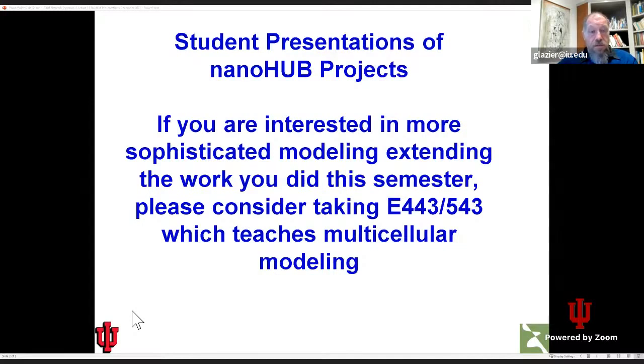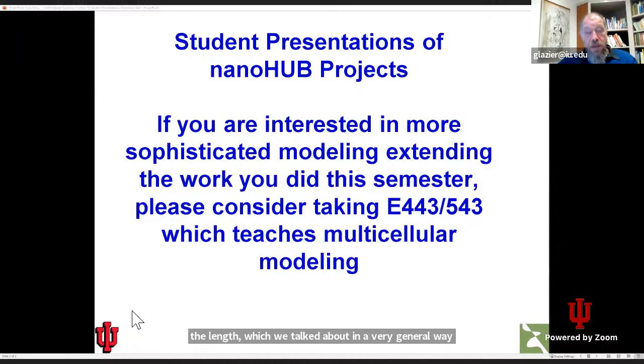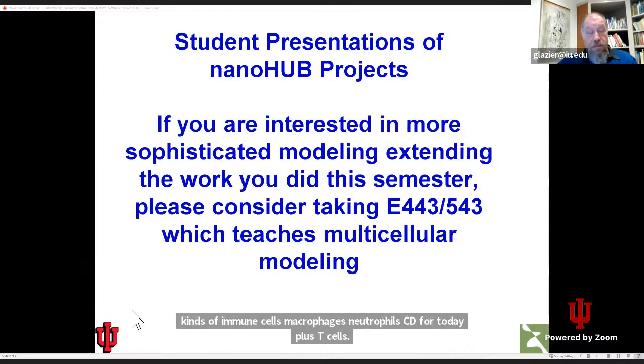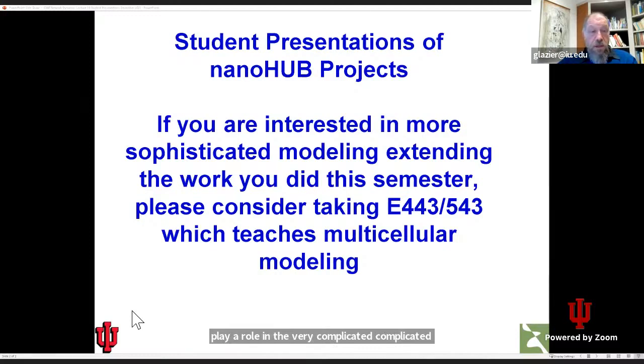In the past year or two, we also have done modeling of viral infection and immune response in tissues. So this is what would be called in-host modeling. At the end of the class, we built an in-host model of somebody being infected with influenza and then the immune system clearing it. TJ has spent a lot of time over the past year building models of the spread of virus, cell to cell, the replication of virus within cells, the immune signaling that goes on in tissues and the lymph nodes, which we talked about in a very general way in the past few classes, and then modeling explicitly the many kinds of immune cells, macrophages, neutrophils, CD4 and CD8 plus T cells, all of which play a role in the very complicated orchestration of immune response that leads to clearance of virus in tissues.